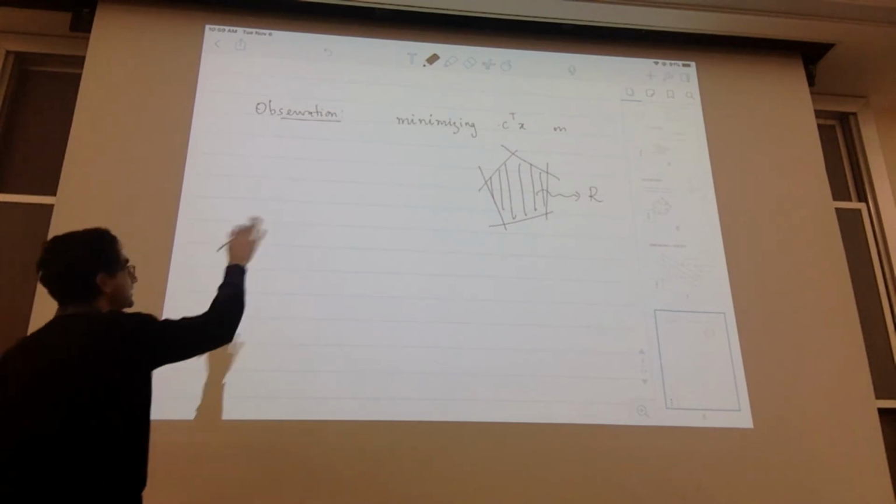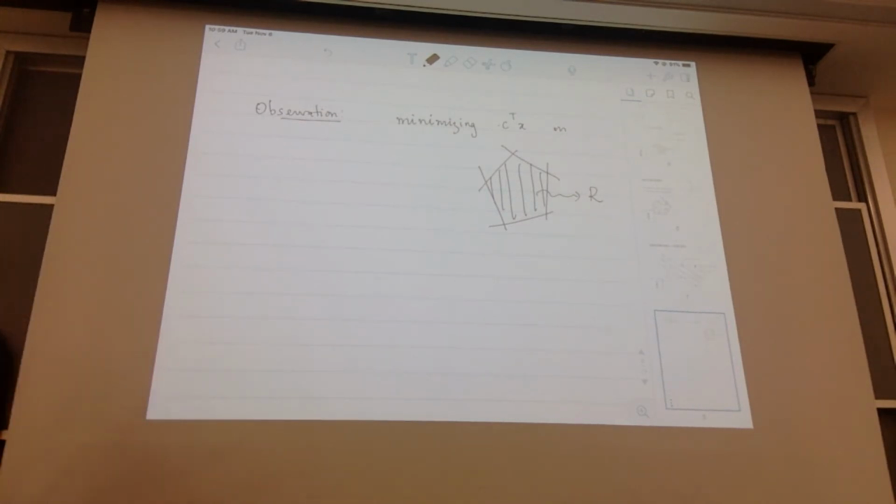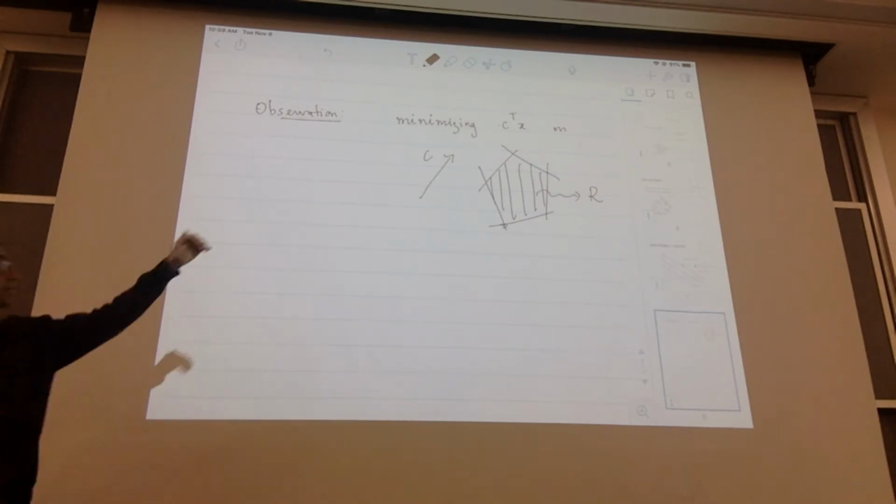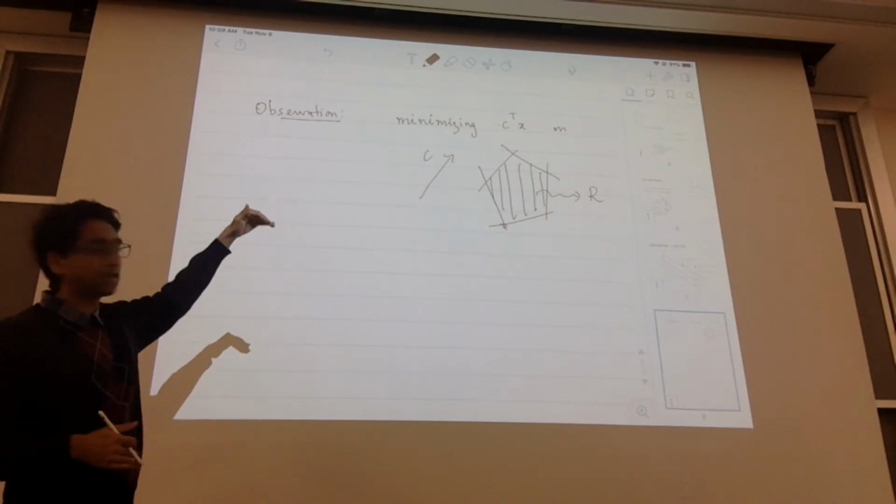So minimizing C transpose X in R is the same as finding the bottommost point. So you have this direction C along which the objective value increases, right? So now you want to minimize it. So you want to find the furthest point in the direction minus C.